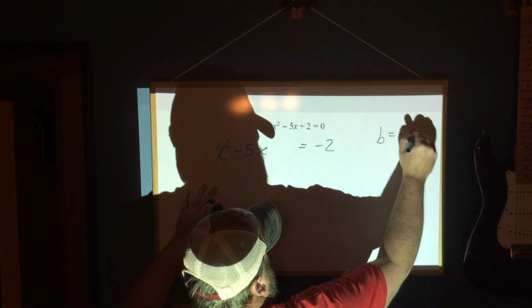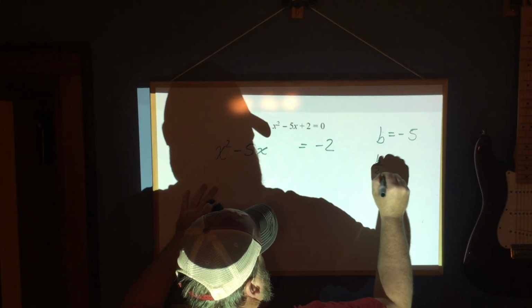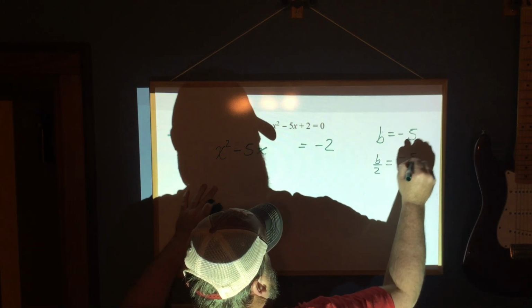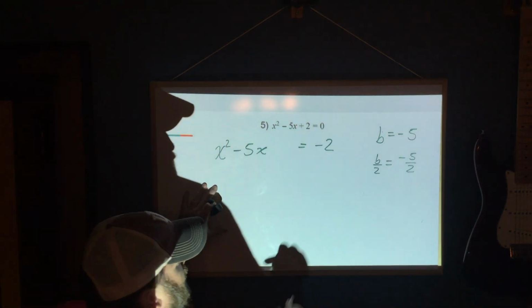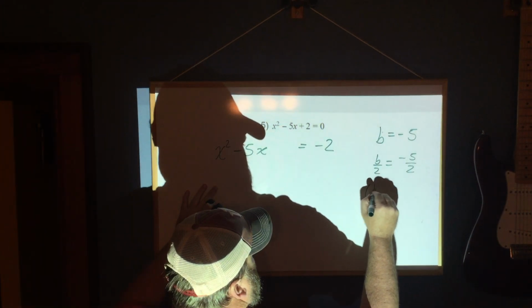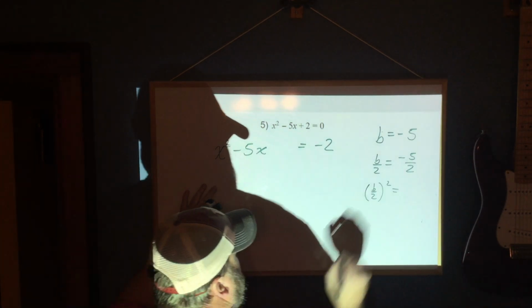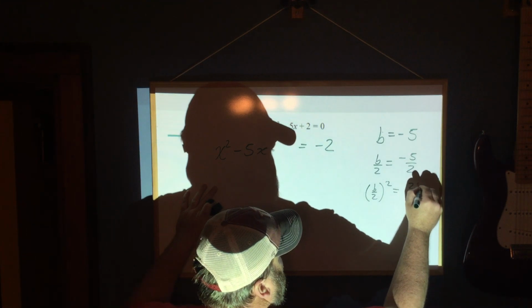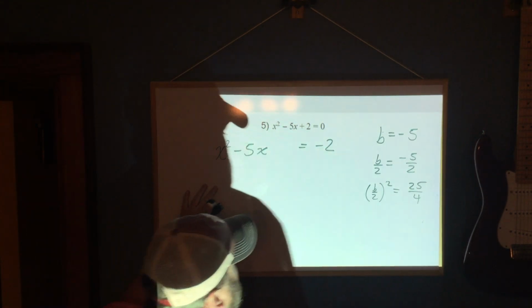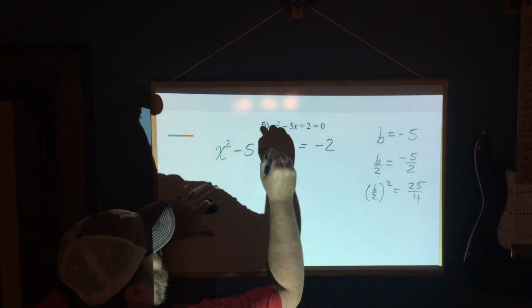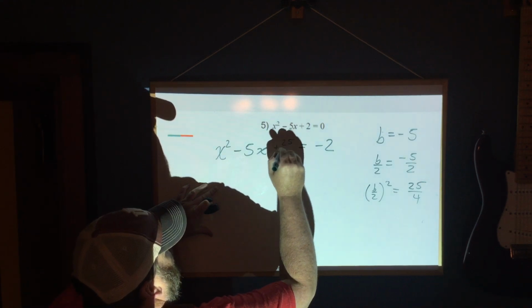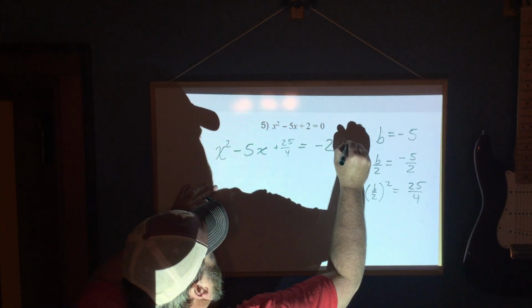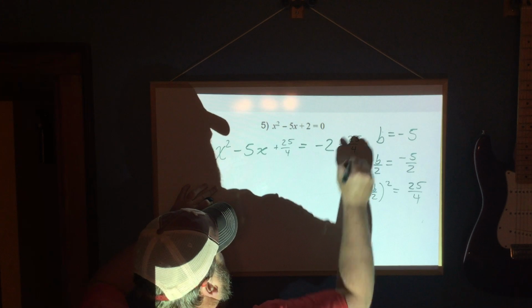B is negative 5. Half of it is negative 5 halves. And then take half of b and square it. Square the top, square the bottom. And we get 25 fourths. So plus 25 fourths, plus 25 fourths.